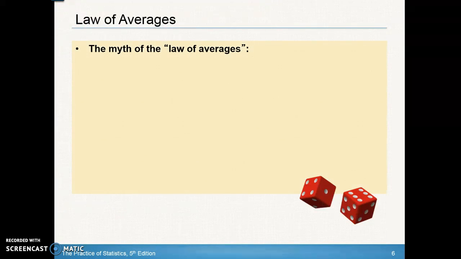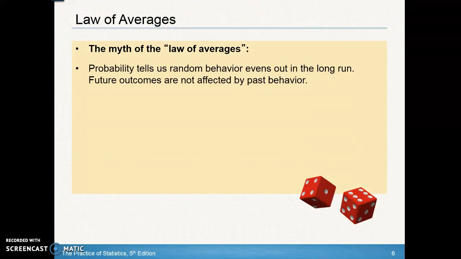So like I said, this has to be many, many trials before we can apply the long run probabilities. So what do we mean when we say the law of averages? What is the law of averages? Probability tells us that random behavior evens out in the long run, that future outcomes are not affected by past behavior. So that's sort of the law, that's kind of like your law of large numbers, that the probability of rolling a die in the long run, if I do it many, many, many times, is going to be 1/6.